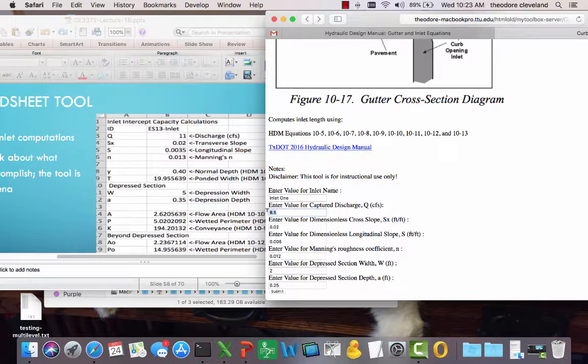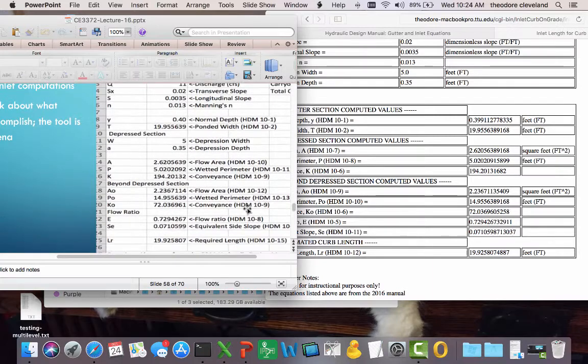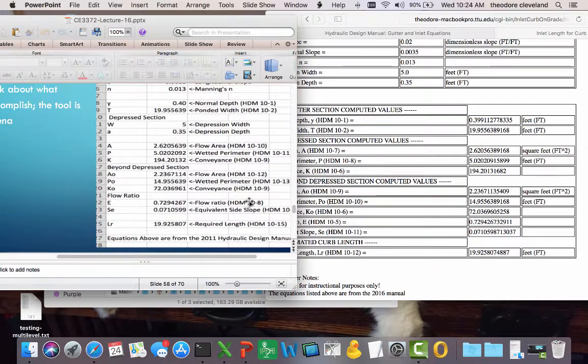Okay, so our discharge is 11. Our cross slope is 0.02. Our longitudinal slope is 0.035. Manning's N is 0.13. Value for depressed section width, 5. Depressed section depth, 0.35. And it calculates a 19.92. Same, should be the same. It's using the same equations.